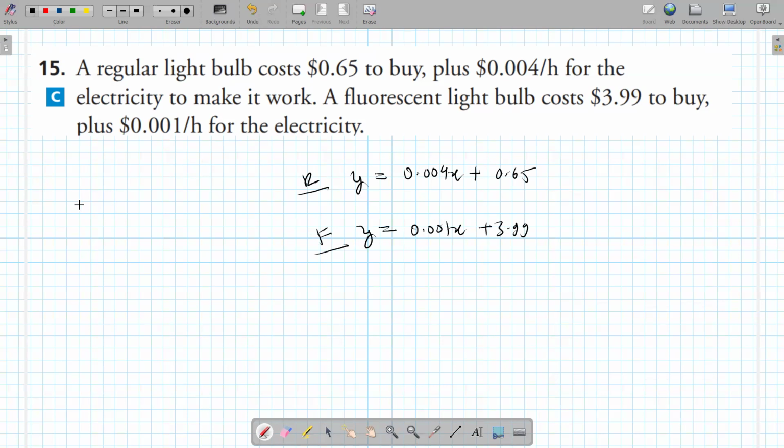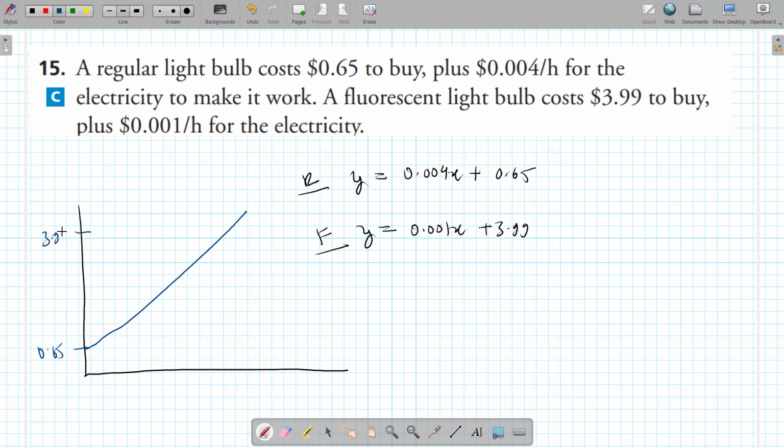And this is kind of like the rental car question, where the regular has a lower y-intercept, but has a slope that's 4 times as much. Fluorescent has a way higher y-intercept, but has a slope that's less steep. So this is for fluorescent, this is for regular. That's where they meet. So how would we answer this question? Which one is better?